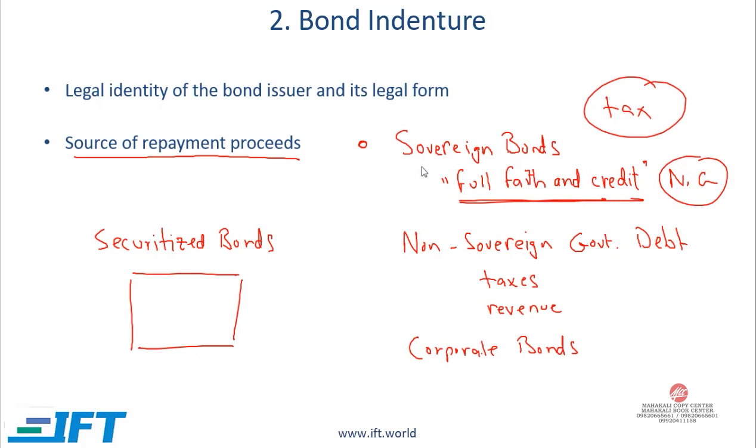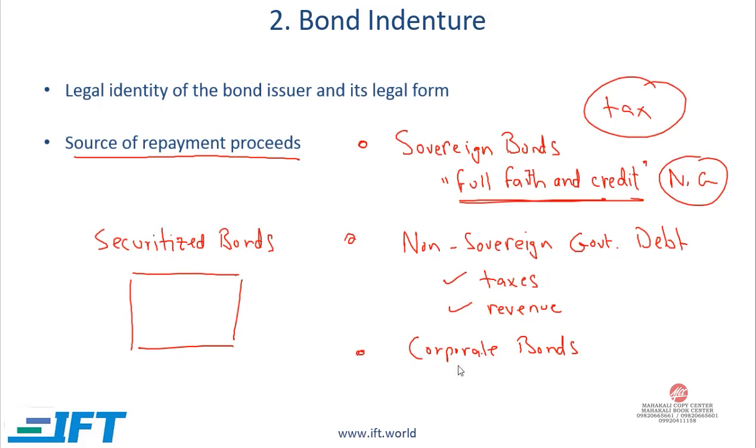As a side remark, the credit risk of a sovereign bond will depend on whether the bond is issued in the country's own currency or in another currency. For non-sovereign government debt, so this would be debt issued by a state government or a municipal government, broadly speaking, we will look at how the entity will raise money, whether the money is being raised through taxes or through revenue generating projects.